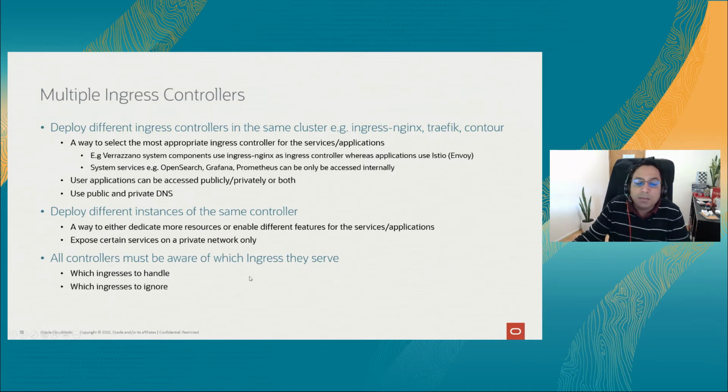must be aware of this when you have multiple controllers inside the same cluster. There might be a competition between the controllers to serve the request. So therefore, all the controllers must be aware of which ingress they serve and which one they have to ignore. And the way to do that is by using ingress class name.